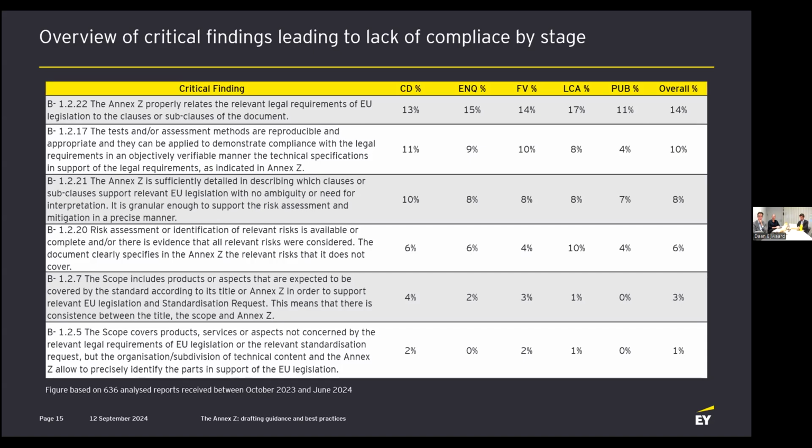changes per stage of the assessment. We see that usually at the publication stage, the last stage, the numbers are going lower. Still, for example, at the LCA stage, there is quite a high share of non-compliance, for example for the first criterion, 1 to 22, with 17%. So we would aim to lower this number and make sure that it will not be a reason for non-compliance anymore in the future. So that's all from our side.